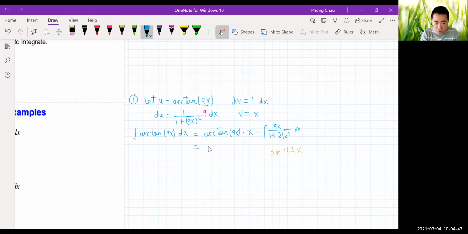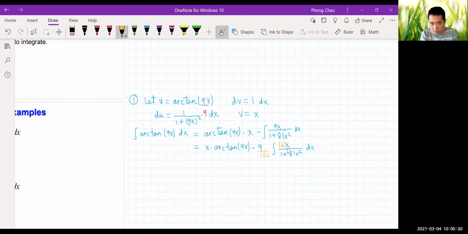That one, let me rearrange. That's x times arctangent of 9x. At the same time, I bring out the 9, right? I take out the 9. Remember, I need 162 to fit the formula. Then I leave my x on the top. And 1 plus 81x squared is there. dx. I need 162, so times 162 and divided by 162.